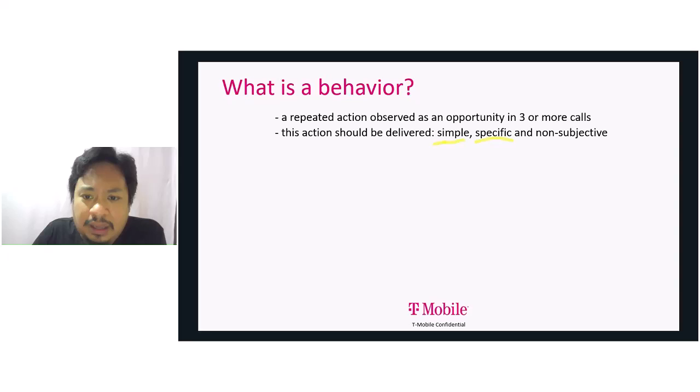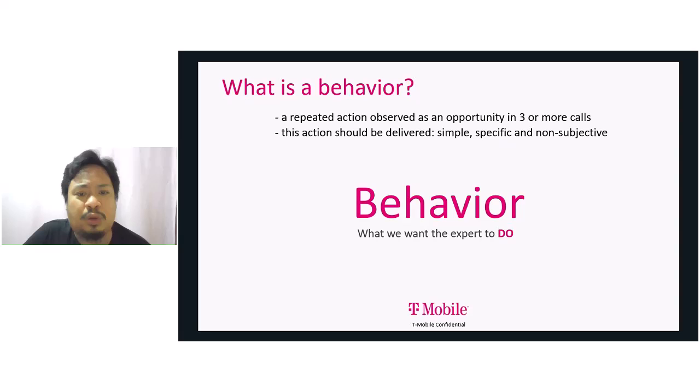So what matters is you know the situation, the whys and the how, and the core of why we're doing things. So just to simplify, behavior is an action word. It's what we want the expert to do, because we observed multiple times that they are not doing it. So we don't tell them what they are not doing. We tell them what they should do. And I can't stress enough that behaviors are action words.